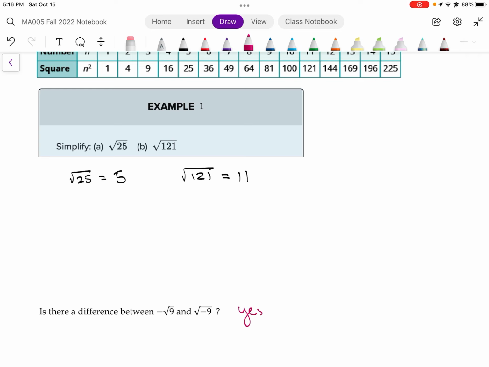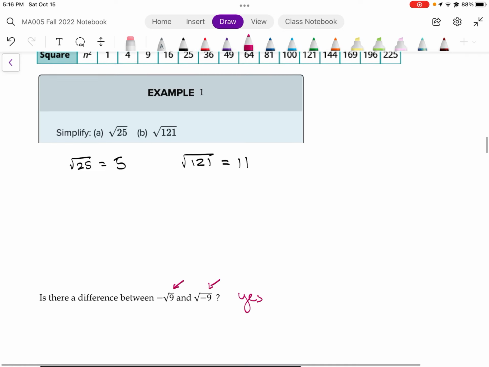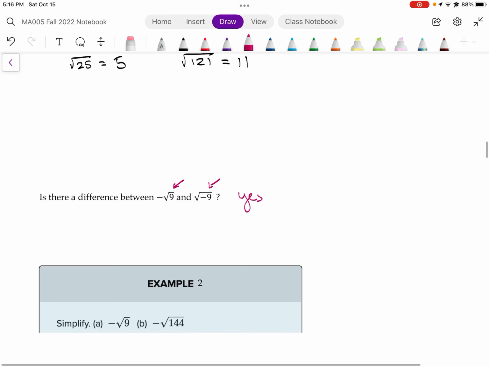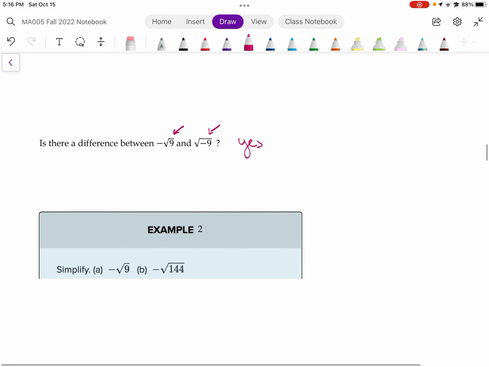Yes, there is, definitely. This one, we are not taking the square root of the 9, and this one we're trying to take the square root of a negative number. All right? So there is a big difference. I'm going to talk about it more in just a moment, but think about these 2 right here.